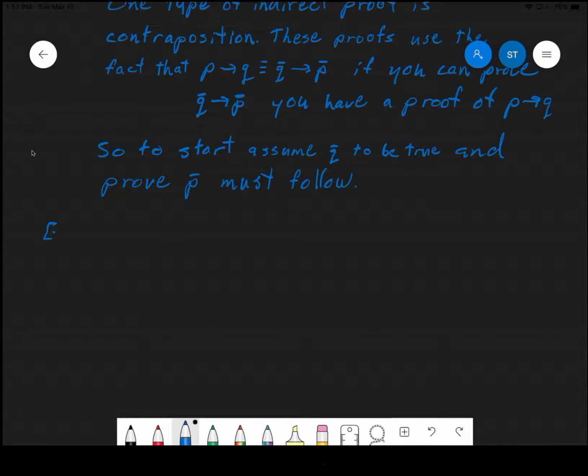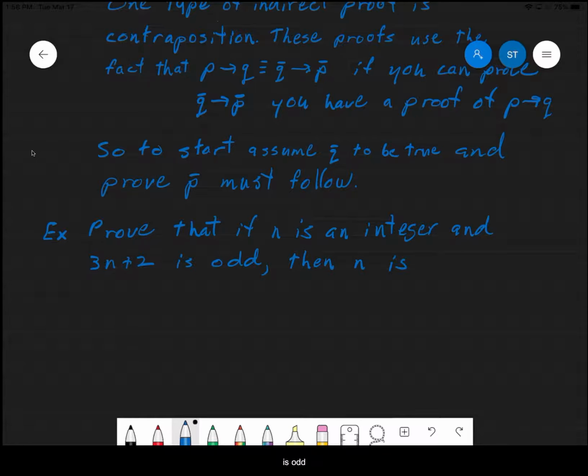We'll do an example. Prove that if n is an integer and 3n plus 2 is odd, then n is odd.